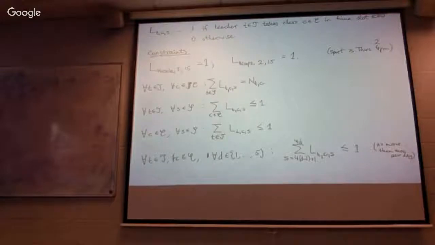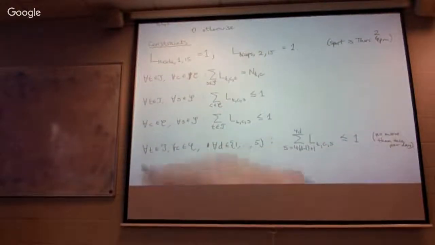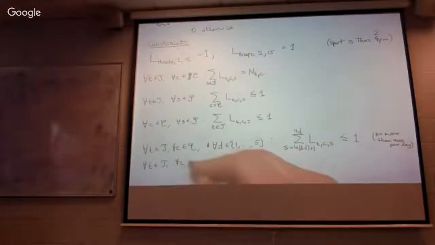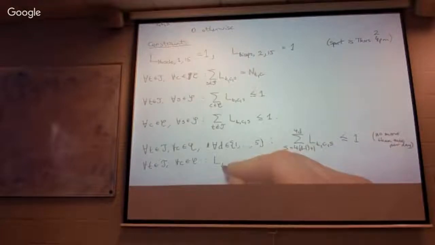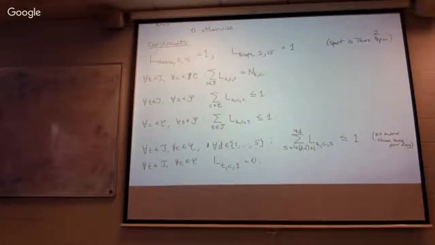And there are some silly constraints. Monday morning. Okay, so for every teacher and for every class, Monday morning has to be free. So LTC1 is 0. Monday morning, just no lessons are allowed, I think.